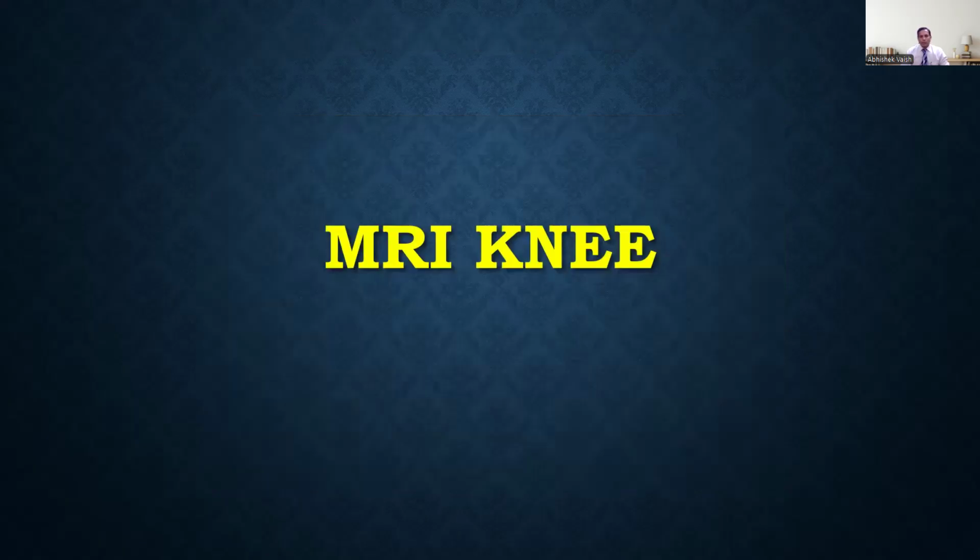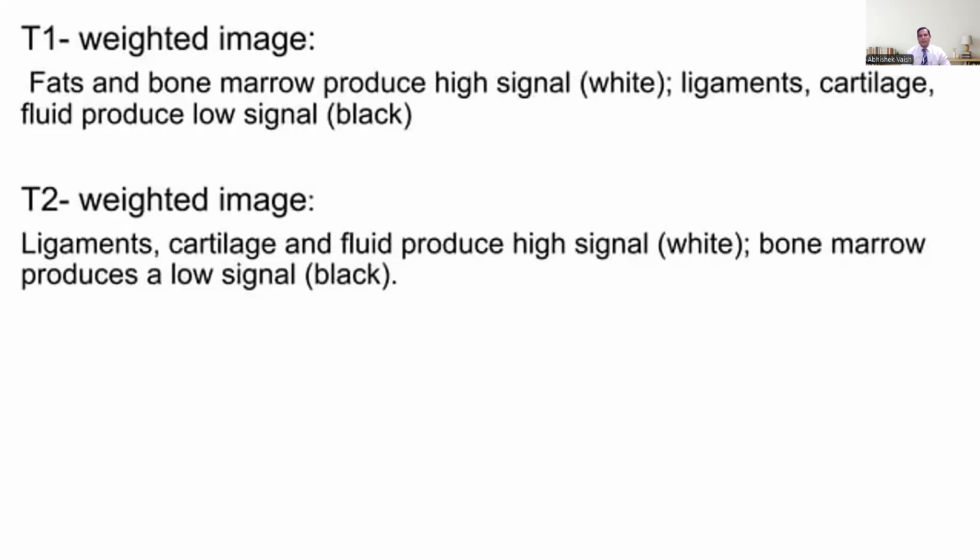So I hope you understood how an ultrasound of the shoulder is done. Next, we are going to see how to read an MRI of the knee joint. Typically, the two most commonly done types of imaging in an MRI are the T2 weighted image and the T1 weighted image.